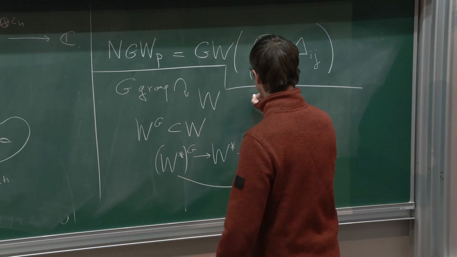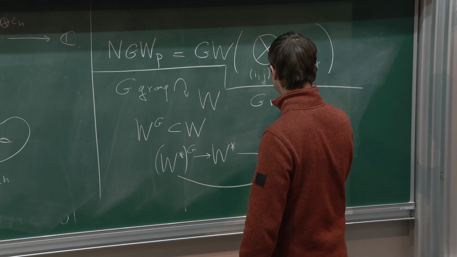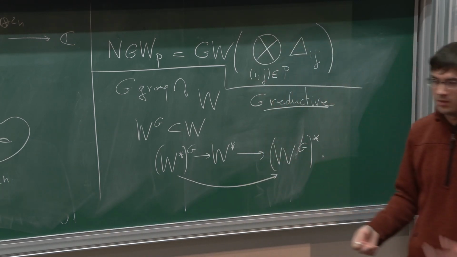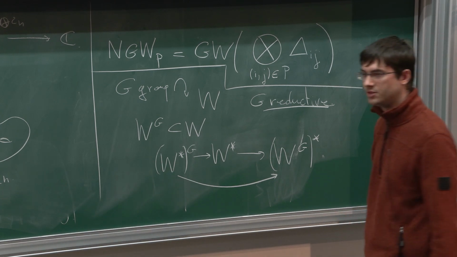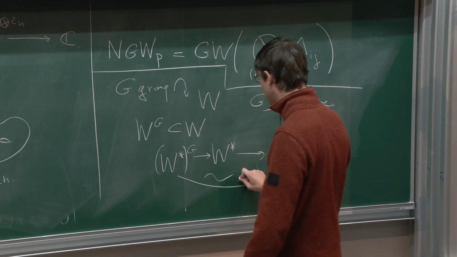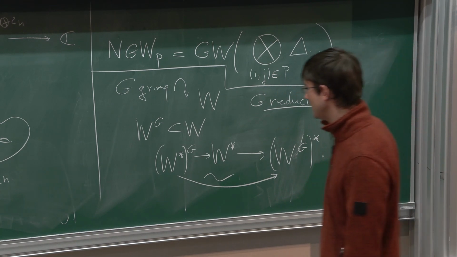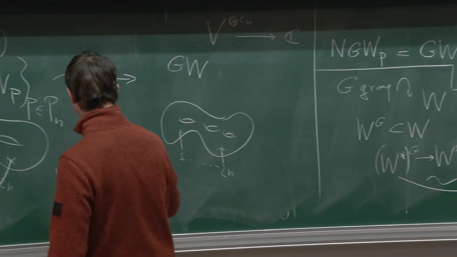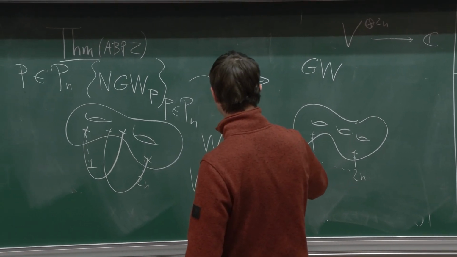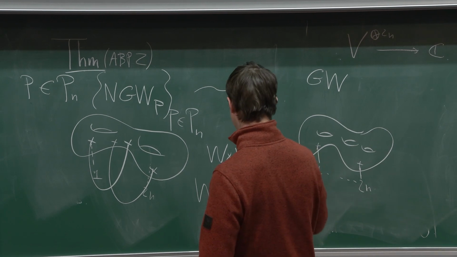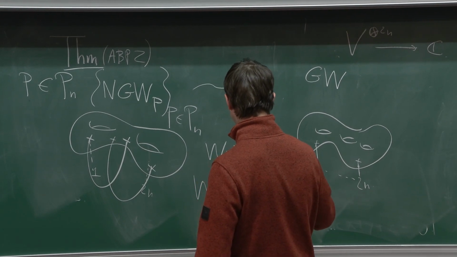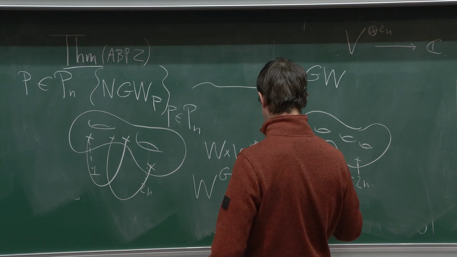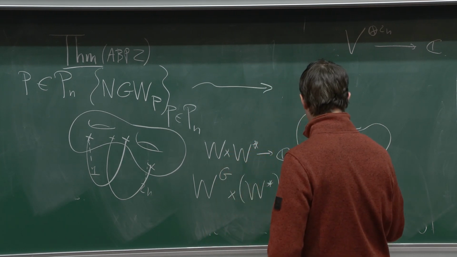And if G, so here the point is that G is reductive, it has a semi-simple representation theory, everything is decomposed into direct sums. And so this thing just implies that this thing is an isomorphism. So said differently, the natural pairing from W to W dual to C, if I view it at the level of invariance, is still non-degenerate.